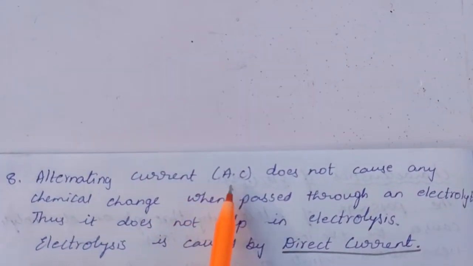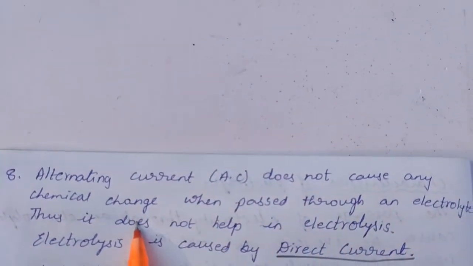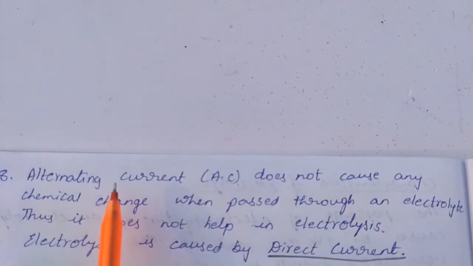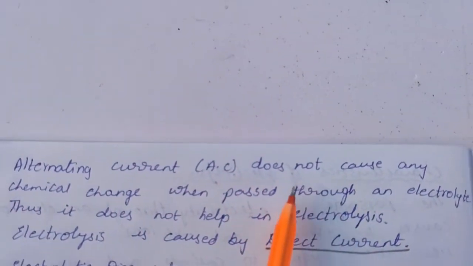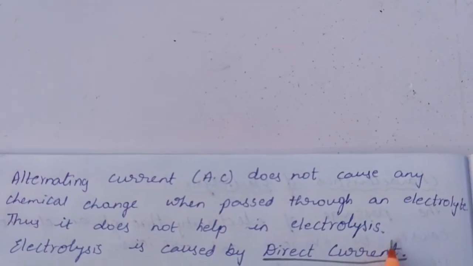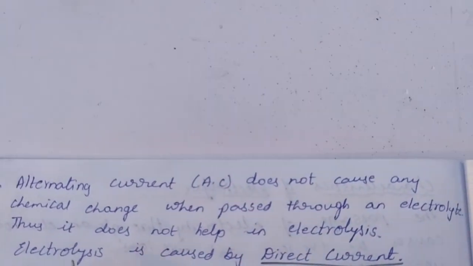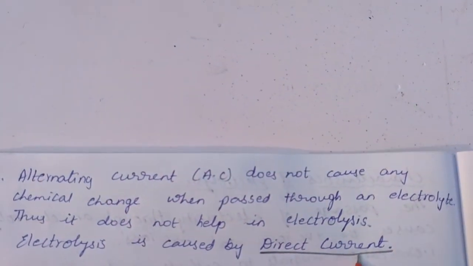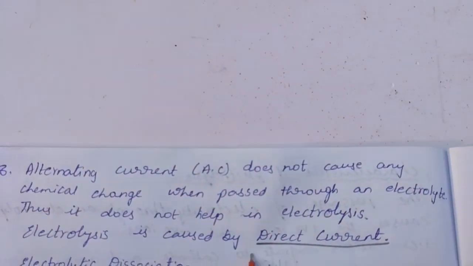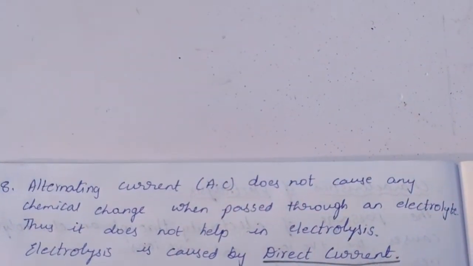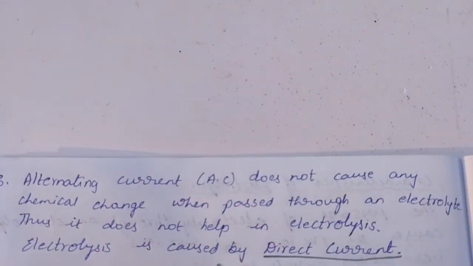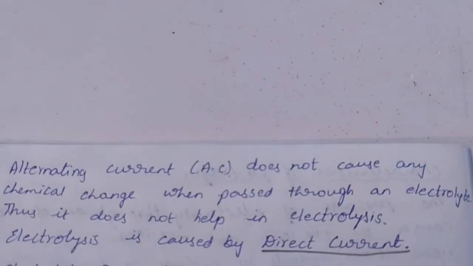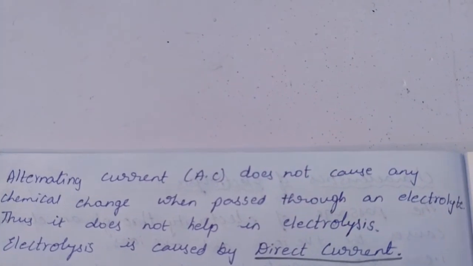Alternating current, that is AC, does not cause any chemical change when passed through an electrolyte. That means AC does not show any effect on electrolysis. Then what type of current is used in electrolysis? The type of electricity which we use to cause electrolysis is DC, that is direct current. Only direct current will have an effect on electrolysis. Alternating current, that is AC, does not show any effect. These are the characteristics of electrolysis.